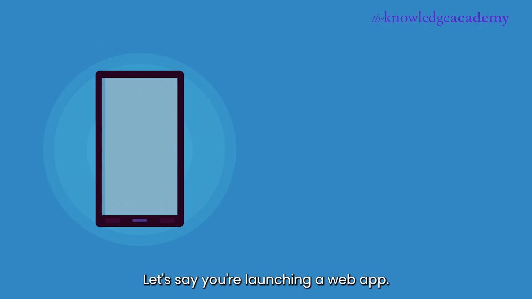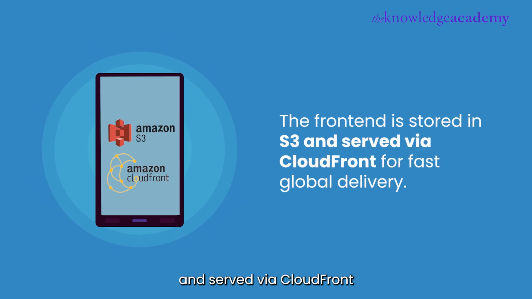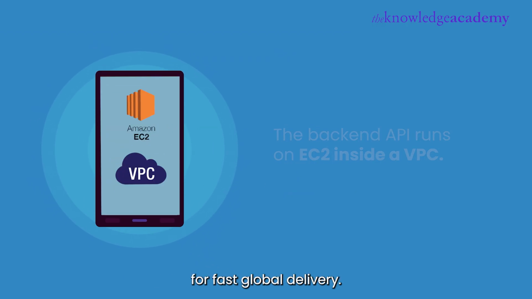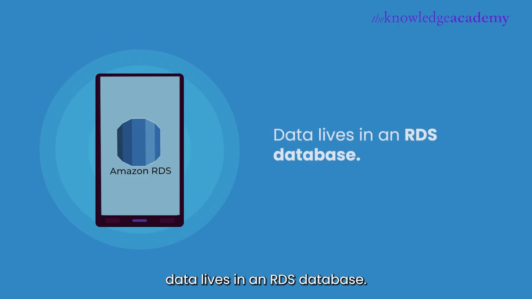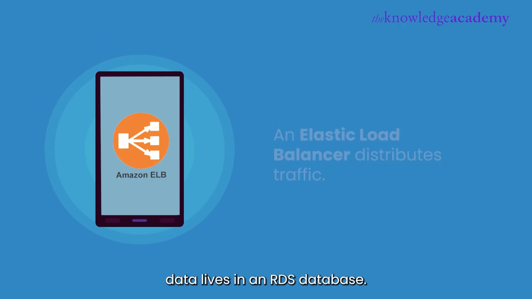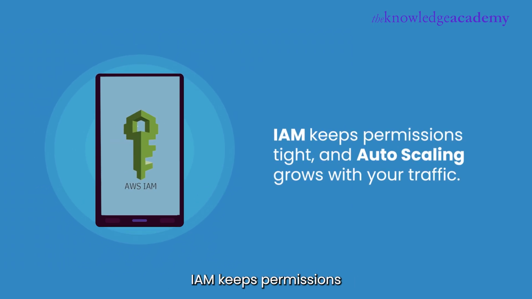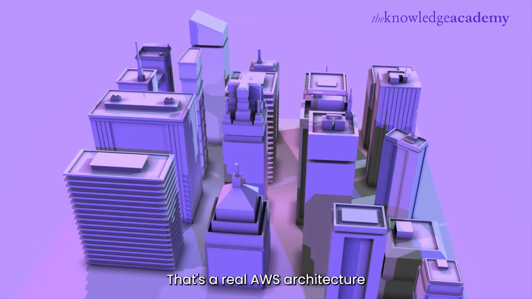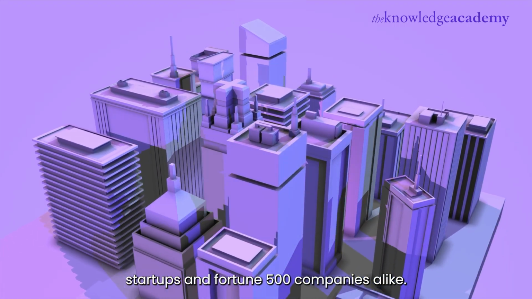Let's say you're launching a web app. The front end is stored in S3 and served via CloudFront for fast global delivery. The back-end API runs on EC2 inside of VPC. Data lives in an RDS database. An elastic load balancer distributes traffic. IAM keeps permissions tight and auto-scaling grows with your traffic. That's a real AWS architecture, and it powers startups and Fortune 500 companies alike.